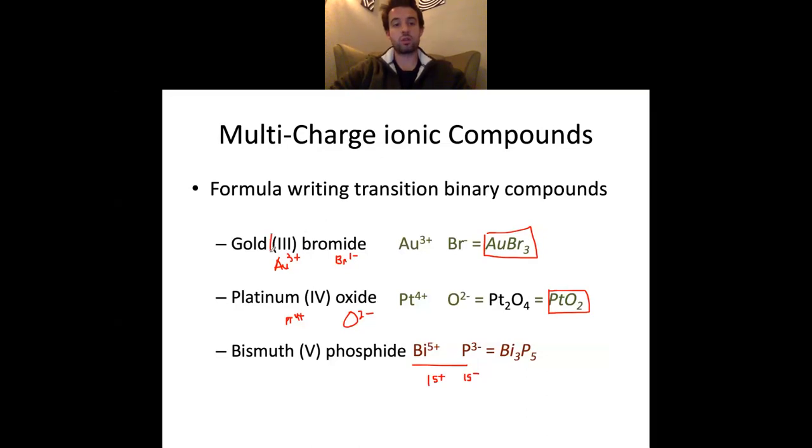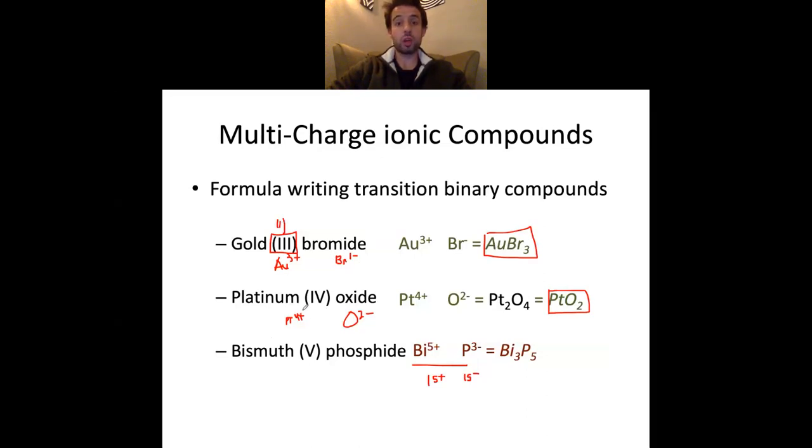Now we have to include these Roman numerals when we're dealing with a metal like gold or platinum or bismuth, a metal that could have more than one different charge. Gold could also be a 1 here. If it was a 1, then our formula wouldn't be AuBr3, it would just be AuBr, because I've got a charge of 1 plus for gold and 1 minus for bromine.